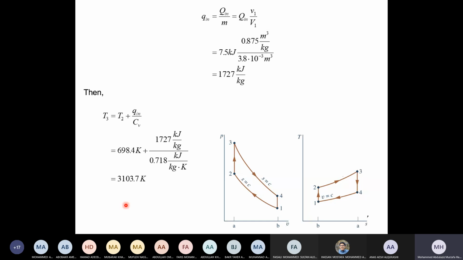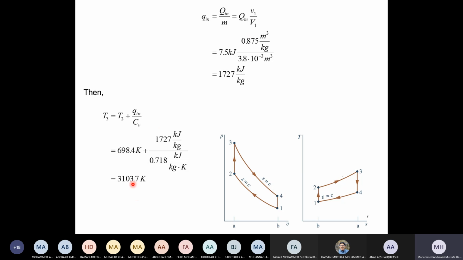From this, I go in now and this is given 7.5 kilojoule. I divide by the mass, and the mass will be equal to V1 over the specific volume. V1 is given as 3.8, and the specific volume at state 1 we calculated from RT over P. So now we can get Qn. Qn is the heat added from 2 to 3 in kilojoule per kilogram. Now I can apply this equation and get T3.